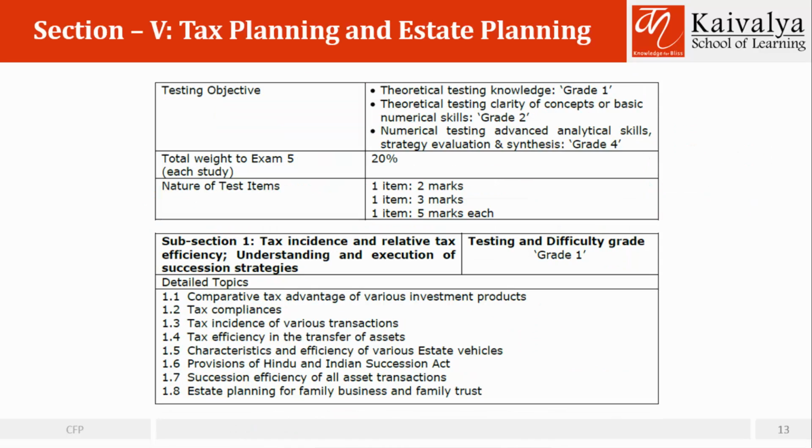Moving further to the last module, that is tax planning and estate planning. This has got 20% weight, so per case study you can expect 10 marks, one question of 5 marks, but the rest are mostly theory. And when it comes to tax, we simply cannot afford to skip this topic, that is called capital gains. You have to have it.